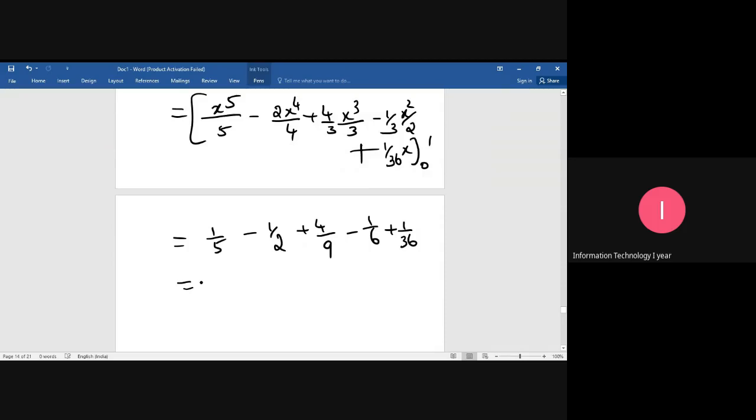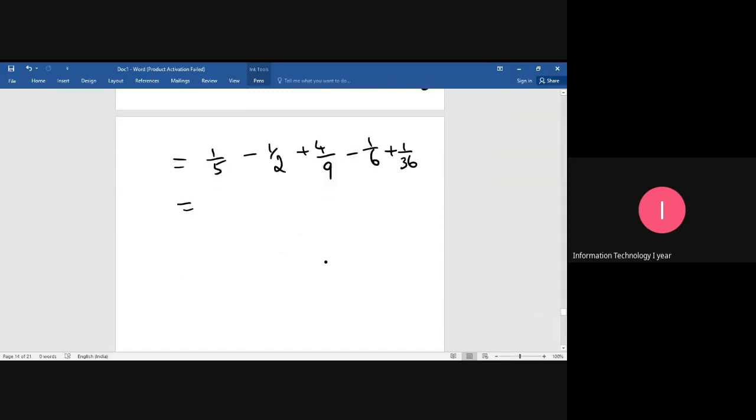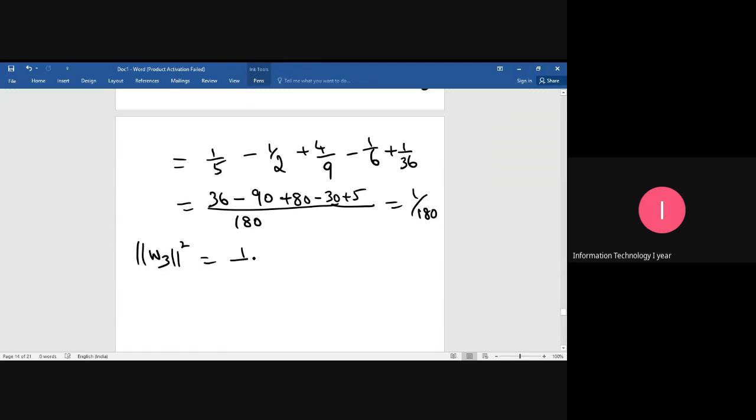So this is actually, this will be taking LCM. 1 by 5 minus 1 by 2 plus 4 by 9 minus 1 by 6 plus 1 by 36. Take the LCM 180. Okay. So actually 36 minus 90 plus 80 minus 30 plus 5. So finally the answer is 1 by 180. So now the W3 square answer is 1 by 180. Now we can write the conclusion.